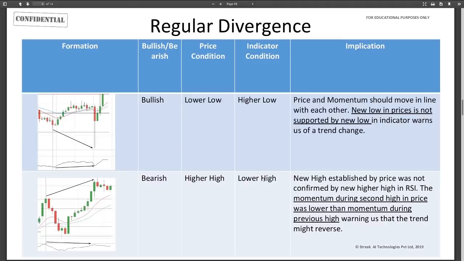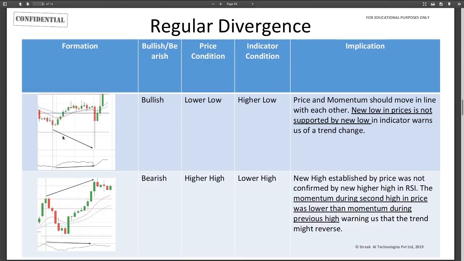Let's move on. So now, till now we have understood what a divergence is. There are two kinds of divergences, regular divergence and hidden divergence. Now let's understand bullish and bearish regular divergences, which are shown in the graph before. A bullish divergence: there the price is forming a lower low.